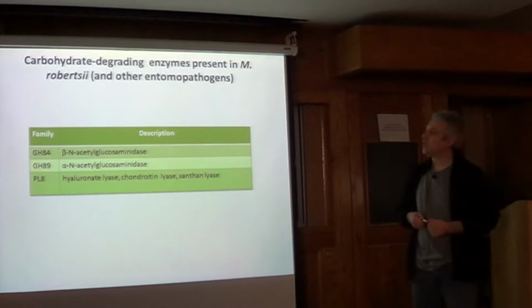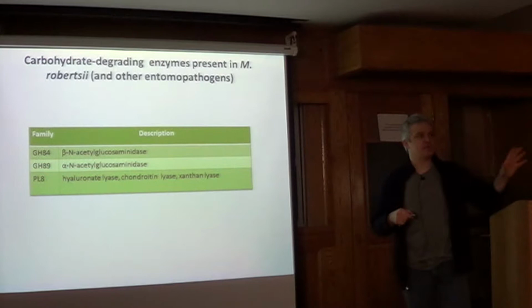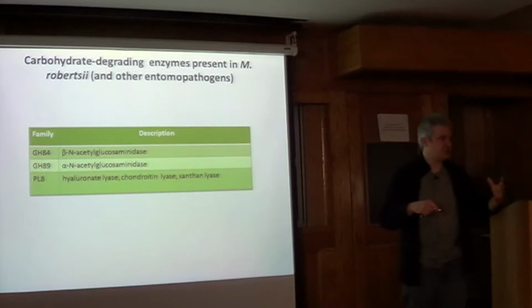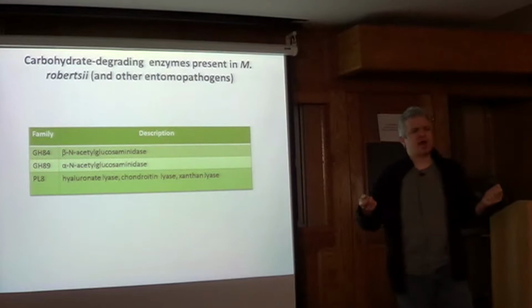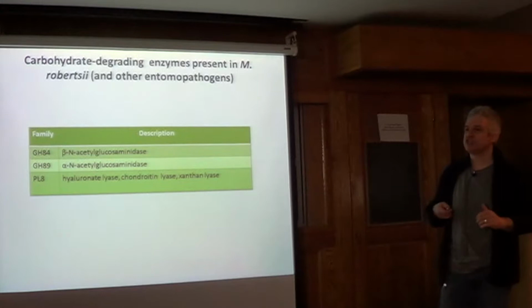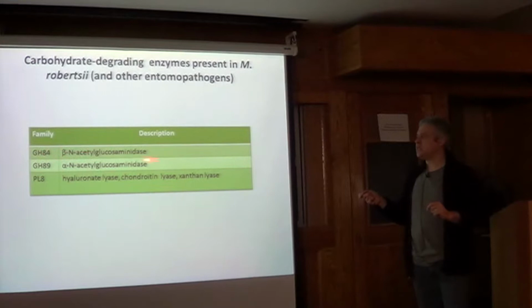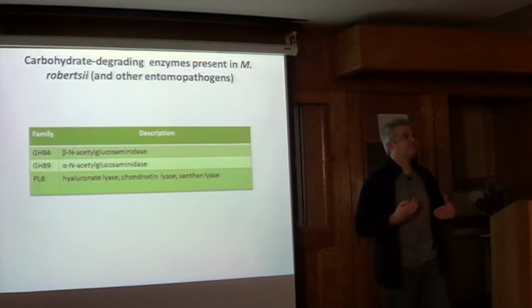And also, what is interesting, just a digression, is that in Trichoderma, for example, this swath of chitinases has been shown not to participate very much in mycoparasitism. Something else makes them a mycoparasite. What Metarhizium and some other entomopathogens have that other fungi usually don't have, not all, is these three classes. These basically release monomers from animal carbohydrates.